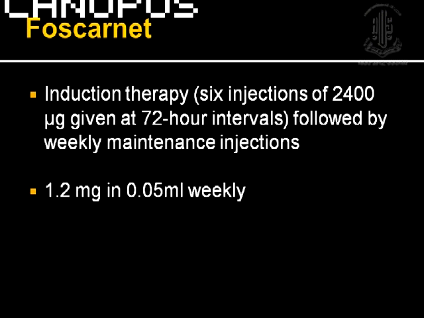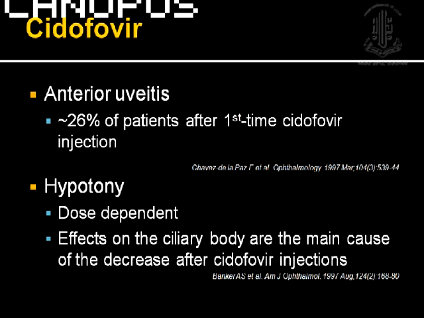The second drug which can be used for antiviral therapy is foscarnet. This has an induction therapy of 6 injections of 2500 micrograms given at 72-hour intervals, followed by weekly maintenance injections. The dose is 1.2 milligram in 0.05 ml weekly. Cidofovir has been used earlier, but nowadays not many people are using it because of the risk of uveitis and hypotony. But there are some people who still continue to use cidofovir for CMV retinitis.